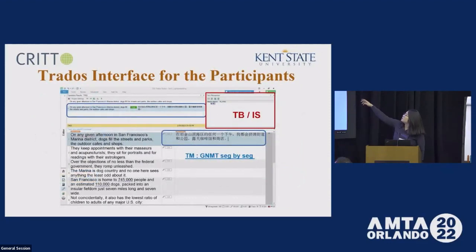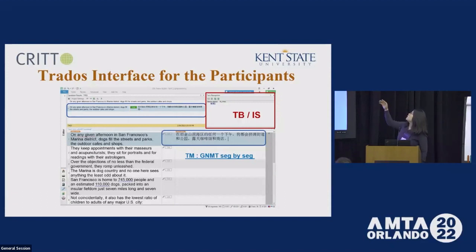Yeah, it's in the translation memory (TM) section at the top of the Trados interface. And when they click on the target side, for each segment they are working on, the translation memory will pop out segment by segment for them to work on. And also, for example, we control the term base or internet search condition.